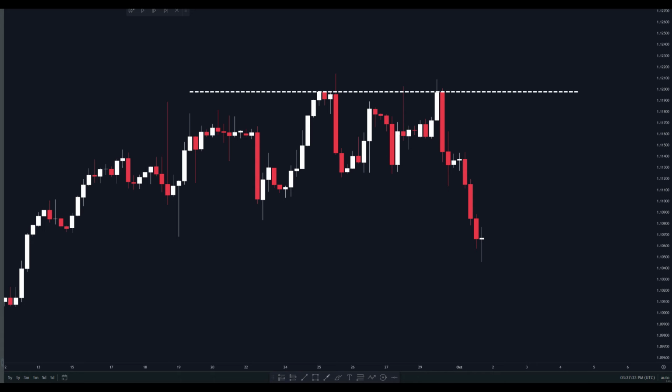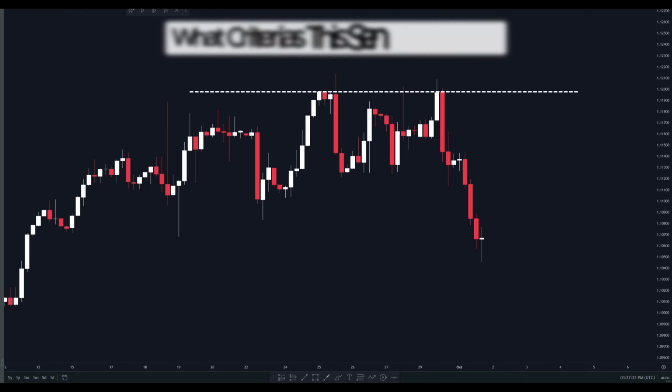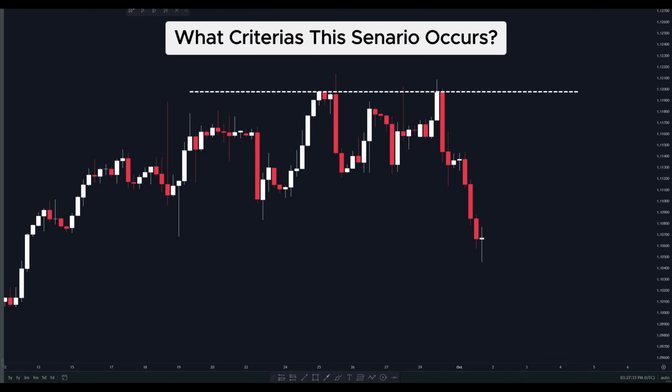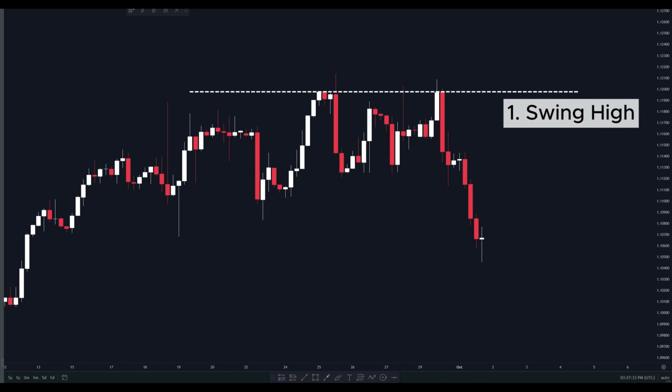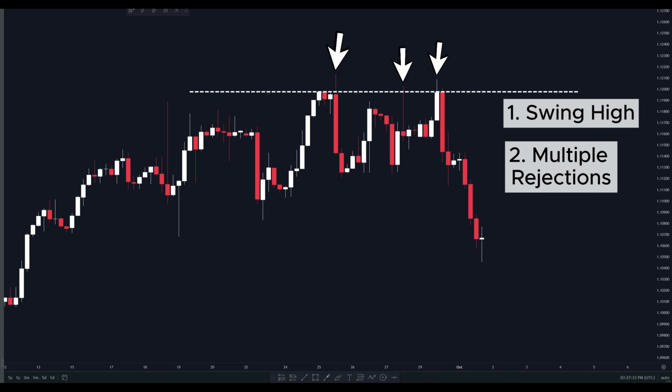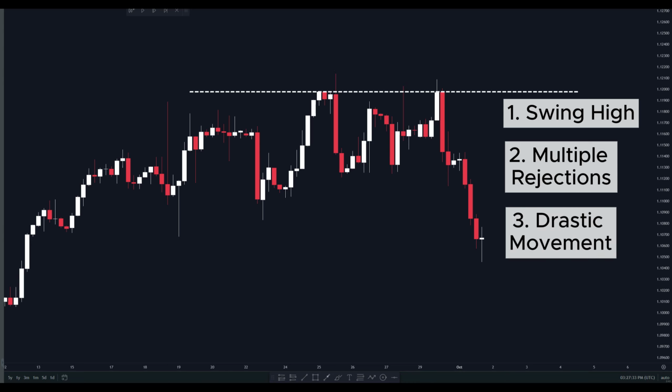Previously in this video, we discussed several criteria for what makes a good level of resistance. Now, what criteria does this scenario meet? First, this level is a swing high. It means this is the highest point that price hit recently. Second, this level has multiple rejections. As you can see, price got rejected by this level 3 times. Third, drastic movement. After tapping this resistance level, the price bounced back drastically with big red candles.